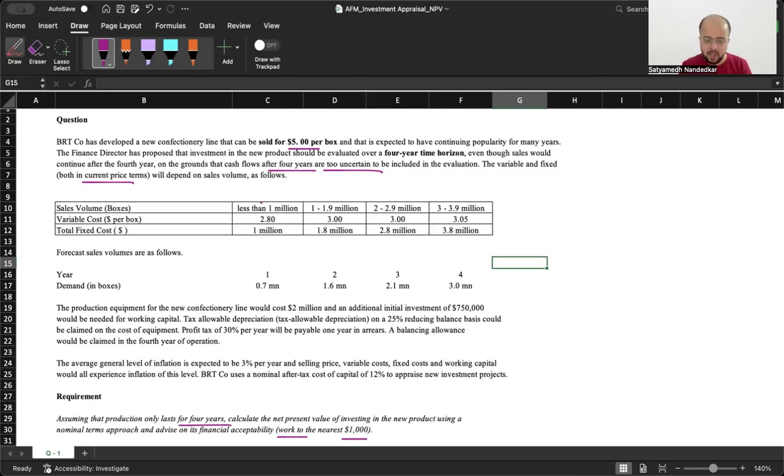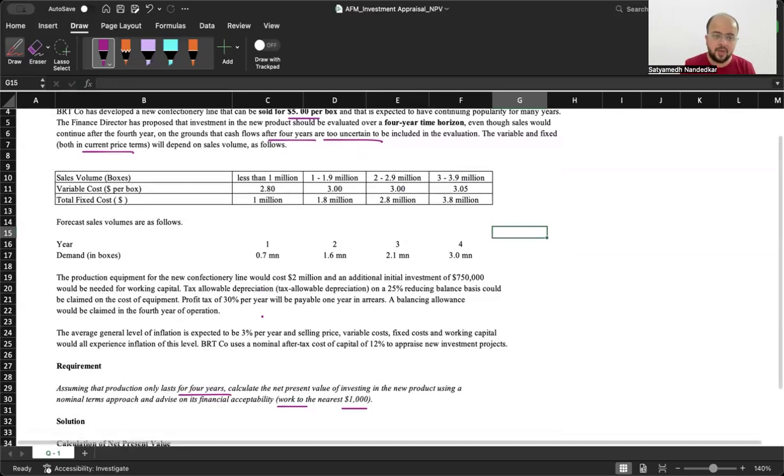Same thing they have told: if your sales volume is less than 1 million, fixed cost is 1 million. If your sales volume is 1 to 1.9 million, say for example 1.5 million, if it is in this range, then the total fixed cost is 1.8 million. If the sales volume is 2 to 2.9 million, then 2.8 million. And if it is between 3 to 3.9 million, then the total fixed cost is going to be 3.8 million. Okay. Now they have given you forecast sales and demand for years 1, 2, 3, and 4. So let's understand how to deal with this.